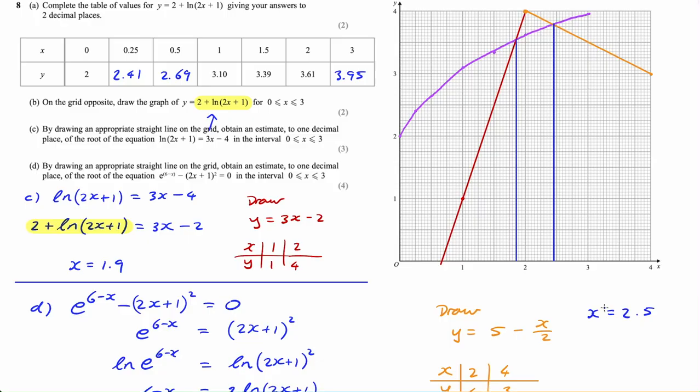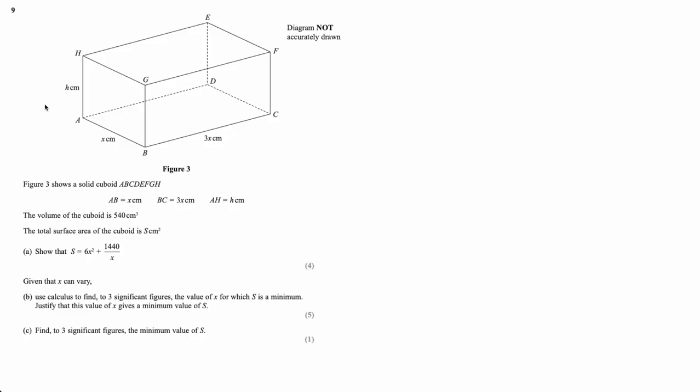Okay, that, guys, is question 8. Question 9, figure 3 shows a solid cuboid. Here we go. We're given these. The volume is this. Total surface area is this. Show that the surface area is this. Okay, so guys, this is to me a familiar question. I've seen this before. I know how to do it.